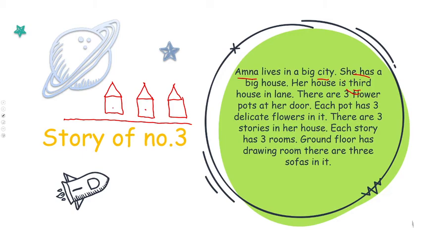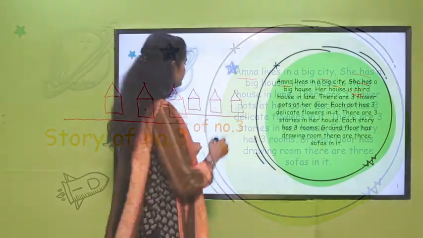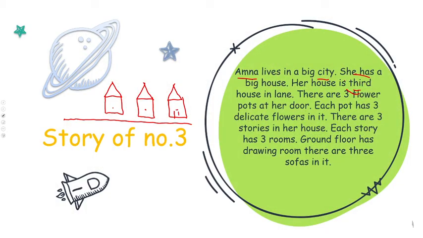1, 2 and 3. So, there were 3 flower pots in front of the door. 1 flower pot, 2 flower pot and 3 flower pot. Each pot has 3 flowers. How many flowers? 3 flowers. 1 flower, 2 flower and 3 flower.